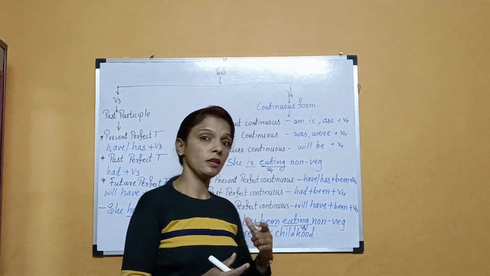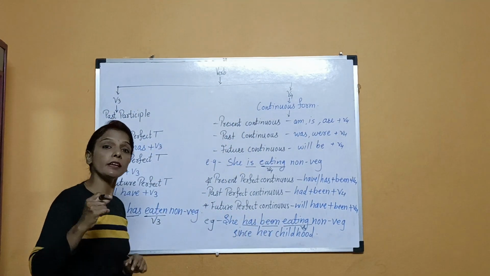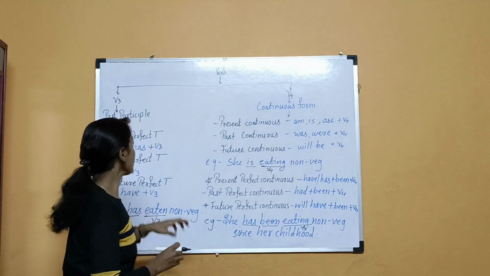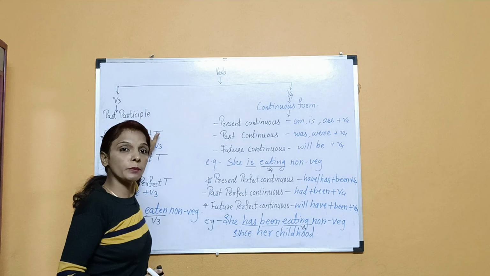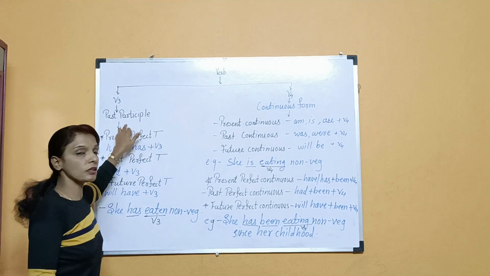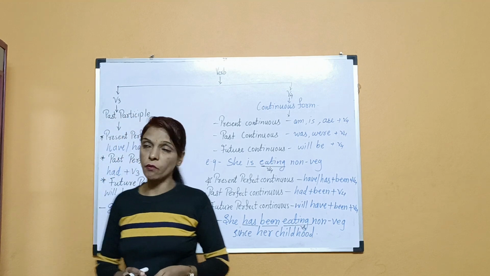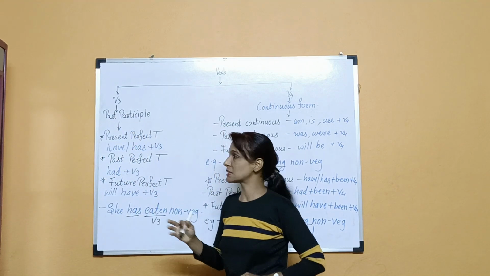Now here is the third form, the V3 form. In the V3 form we call it the past participle. As we have seen in the previous one, that was only the past form. The V3 is called the past participle form, and this is used with three tenses.